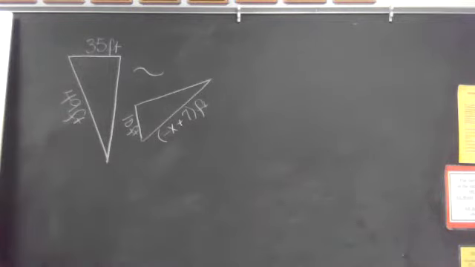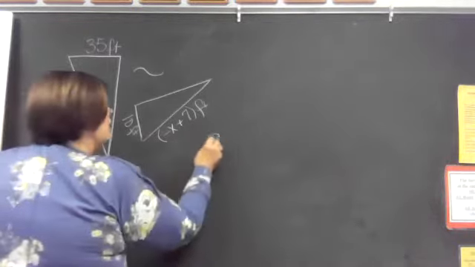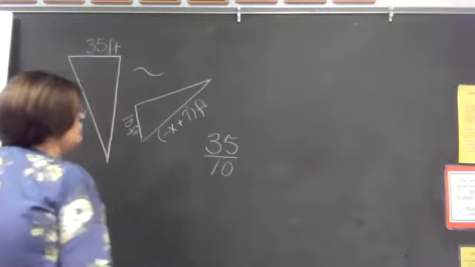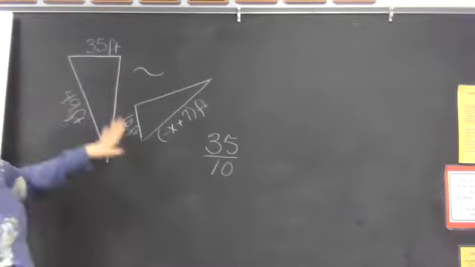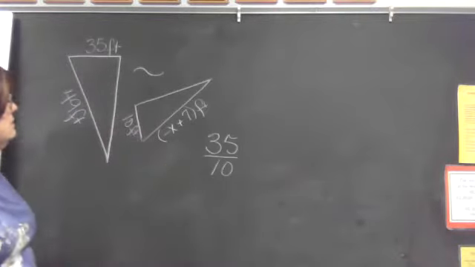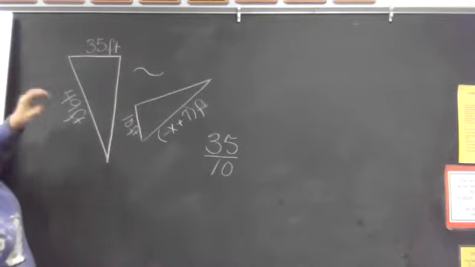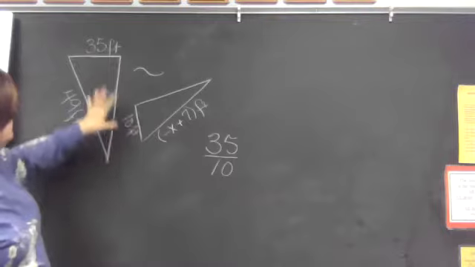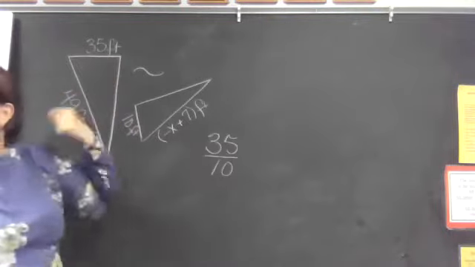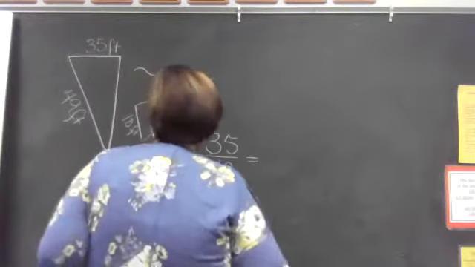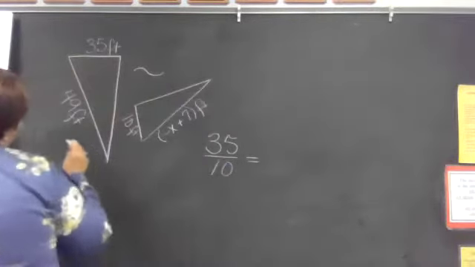I always end up going left to right unless they tell me differently. So I'm going to say 35 over 10, which actually is our scale factor. We found that out yesterday. That's our scale factor if we simplified 35 over 10. This is the start of our proportion because those are corresponding sides and they're the numbers that we know. Now we have to finish our proportion in the same pattern.